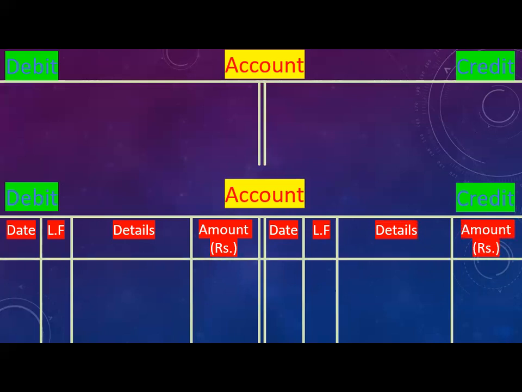The first one is just an outline. The second one is the real account, the original account. You understand? The first one is just an account, but there is no difference. Both are the same. The first one is without columns, the second one is with columns. This is the original format of an account.